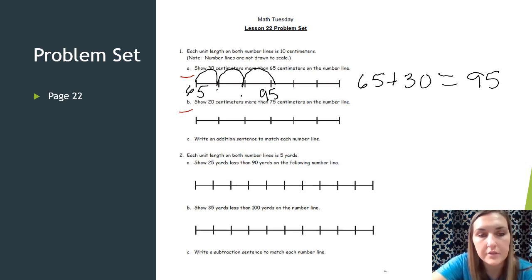I'll give you a hint for number 2A. Show 25 yards less than 90. You're going to start here, and the number is 90.